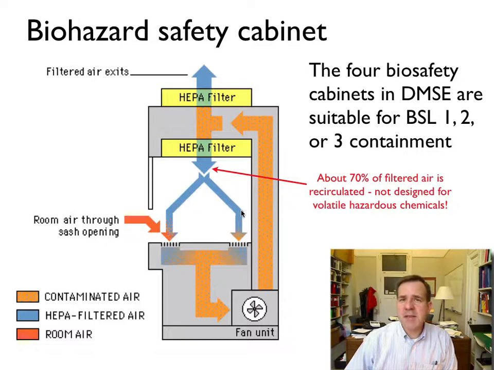In a biohazard safety cabinet, a significant quantity of the air is recirculated. In the case of our cabinets in our department, it's about 70%. So this means that the biosafety cabinets are not appropriate for working with hazardous volatile chemicals, because they stay in the cabinet, and only a relatively small fraction, something like 30% of the air, is actually vented to the outside.